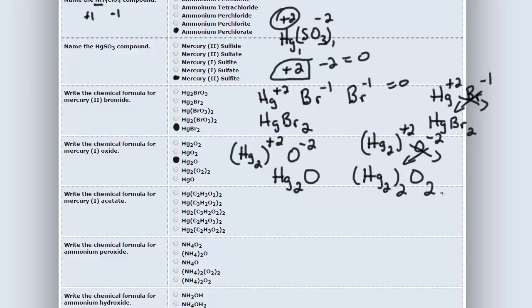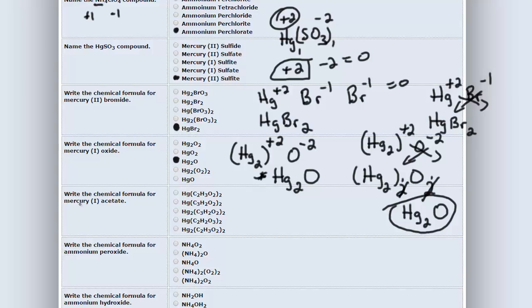Bring that on over. These 2's here reduce. And they reduce because there are 2 of these units. So we will get Hg2O. So when we reduce, these both become 1's. Now, because this is a 1, we do not include the parentheses here. So it's Hg2O. This is our final answer, just like we got here.